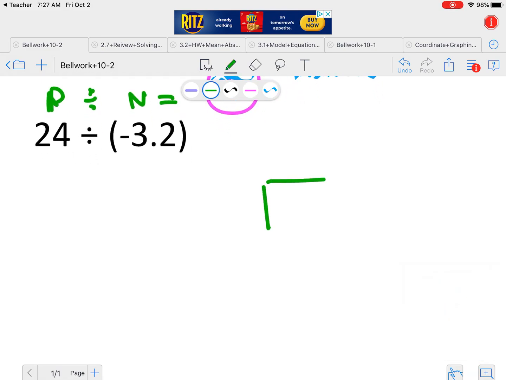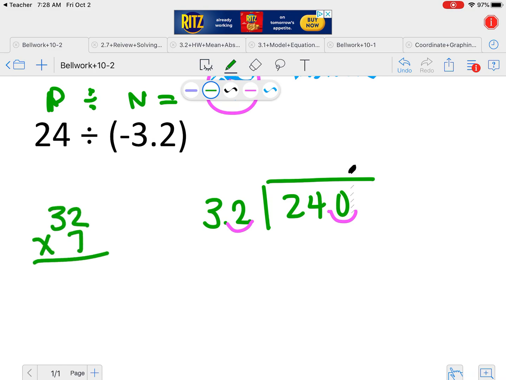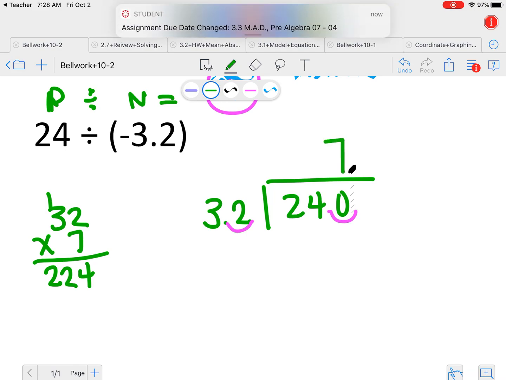So the first number goes inside the box, 24. 3.2 goes outside the box, but we don't want a decimal there, so I'm going to move this decimal one time. 24 doesn't have a decimal, so I need to put one, then add a 0, and move the decimal. I'm going to stick my decimal up in my answer right now, just so I have it there. 32 into 24 doesn't work, so I'm going to have to try to go all the way into 240. It's close to 30. I'm going to just test out a 7.